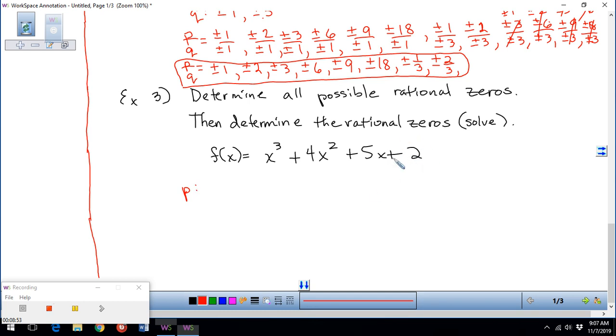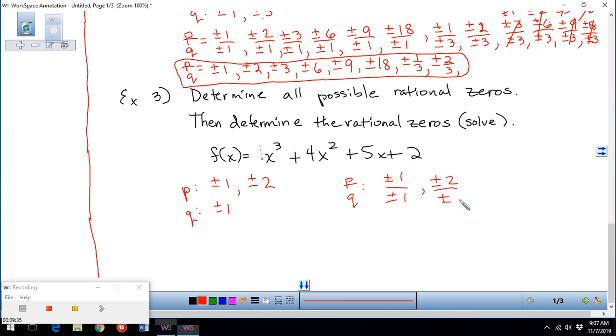P's are our possible factors of 2. So we have positive, negative 1, and we have positive, negative 2. Those are the 4 numbers that will divide into 2. And now when we list our q's, well, our lead coefficient is a 1, so we only have positive, negative 1 for our q's. So our p divided by q's, all of our possible rational roots, is going to be positive, negative 1 over 1, positive, negative 2 over 1.